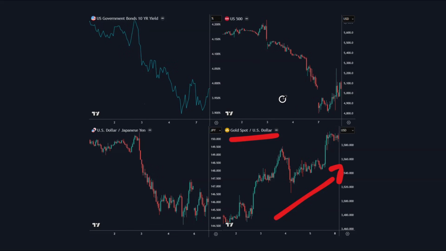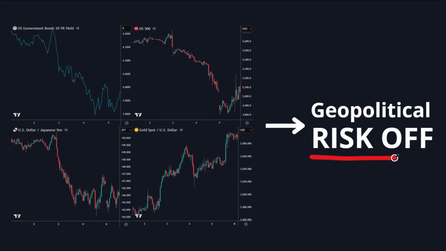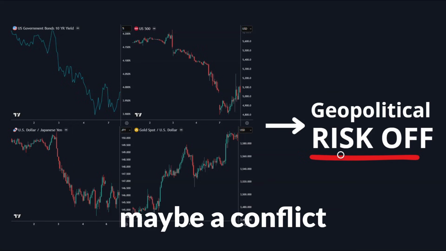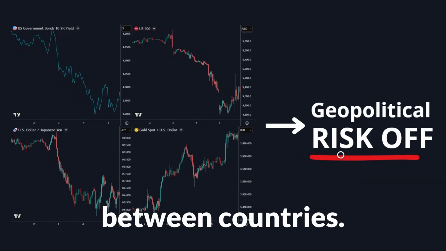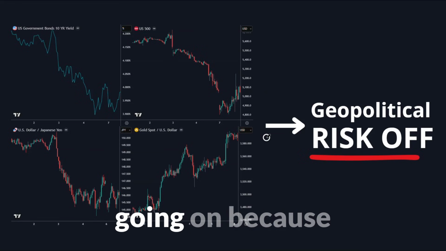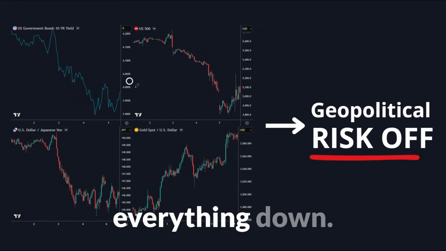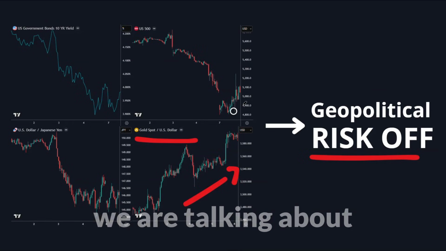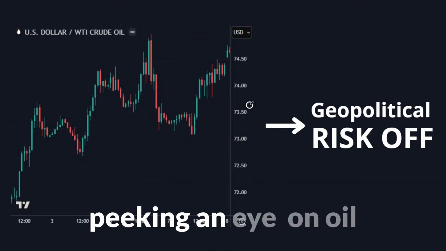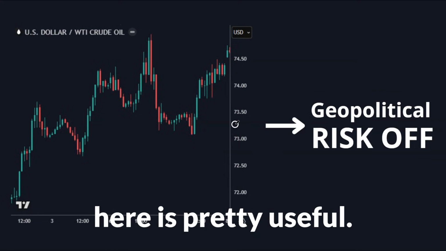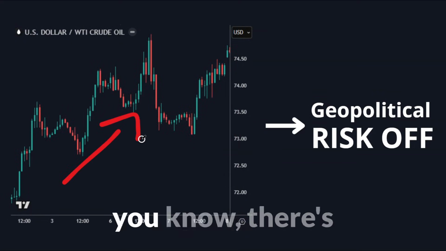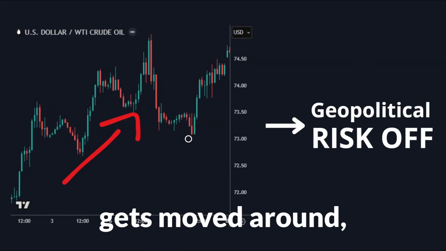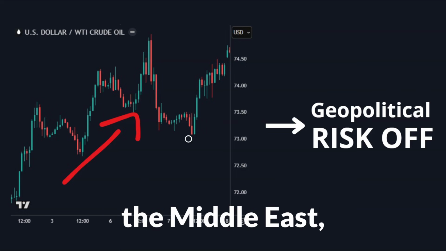Something is happening. Most likely, this is geopolitical risk off. So there's most likely some geopolitical tensions going on. Maybe a conflict heating up. Maybe some threats between countries. Whatever it is, you know something's going on because you're seeing everything down, but gold, the safe haven, up. And by the way, when we're talking about geopolitical risk off, keeping an eye on oil here is pretty useful. If oil is going up, then you know there's certainly some geopolitical tension with a country in a region where oil gets moved around, where there's supply of oil, whether that's the Middle East, Russia, or whatever.